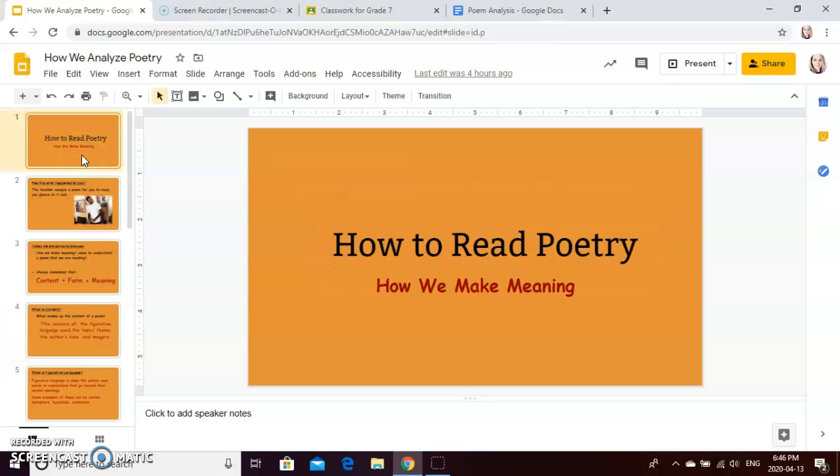Grade 7s. Today we're going to talk about how to read poetry and how we make meaning. And when I say make meaning, I mean how we look at a poem and all of the devices used and what the poet is doing in order to understand the message they're trying to send us through poetry.